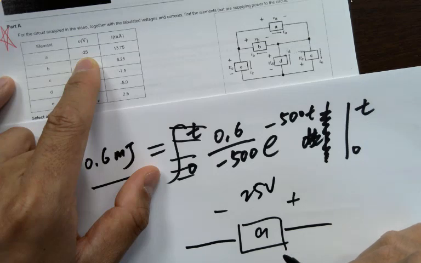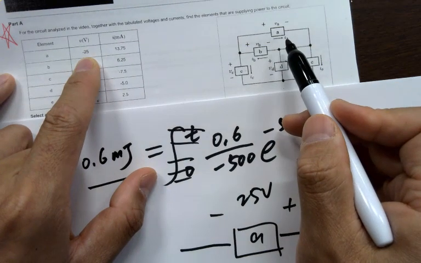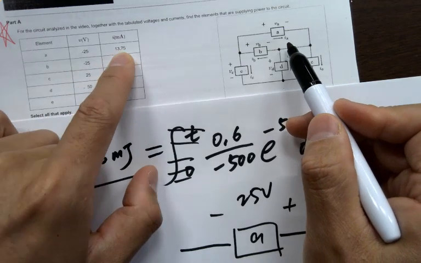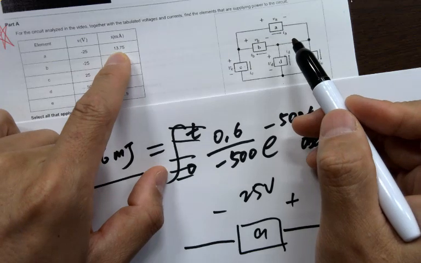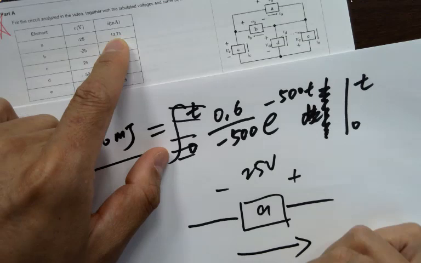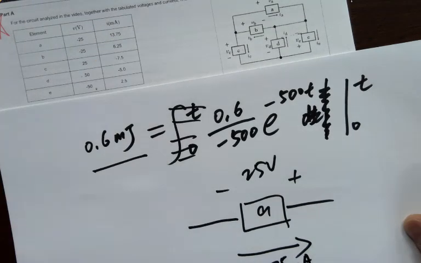Convert it to the physical voltage first, the real voltage first. The current labeled with the arrow pointing to the right is a positive current in the table. So the current flows that way, it's a positive current, and we just directly write it down. It's 13.75 milliamps.